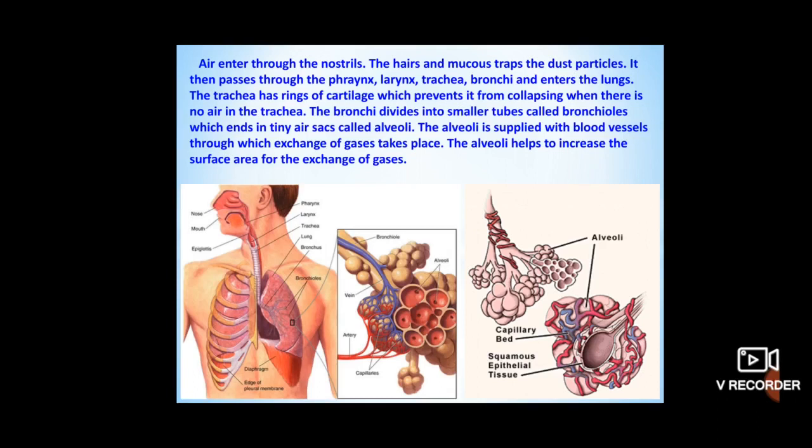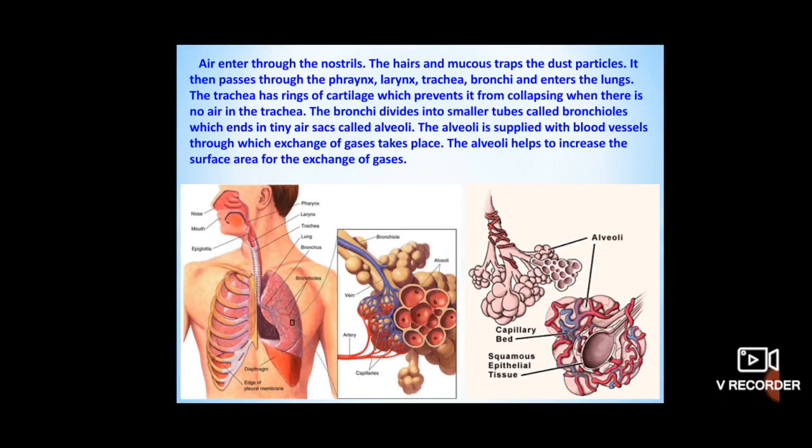See, air enters through the nostrils. Whatever air we inhale with the help of the nose, we call it the nostrils. In the nostrils, there are hairs and mucus present. These hairs and mucus help to trap the microorganisms as well as dust particles. It then passes through the pharynx, larynx, trachea, bronchi and finally enters into the lungs.